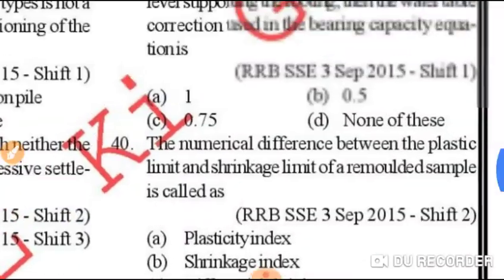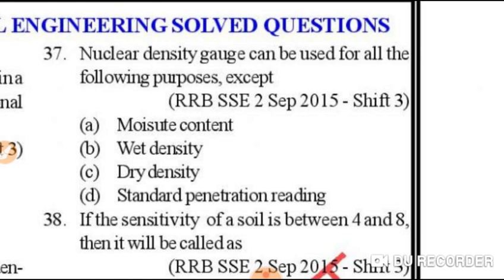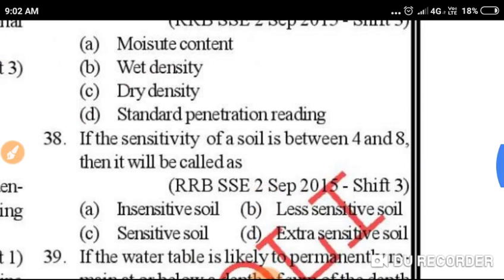Question number 37. A nuclear density gauge can be used for all the following purposes except: option A, moisture content; option B, weight density; option C, dry density; option D, standard penetration reading. So a nuclear density gauge can be used for all the following purposes except standard penetration reading. Option D is the correct answer.